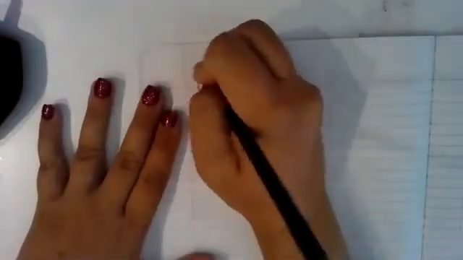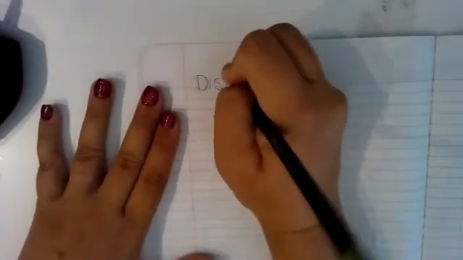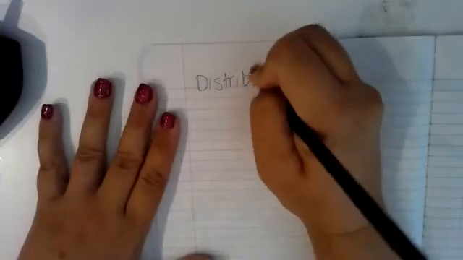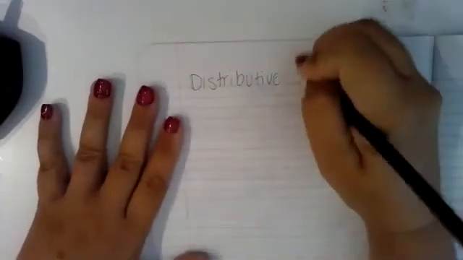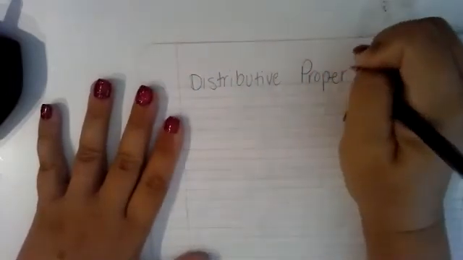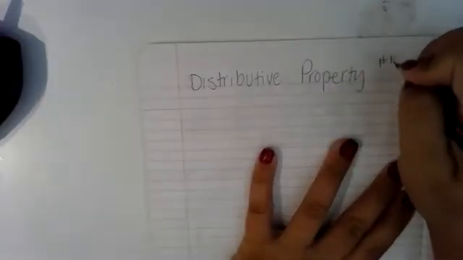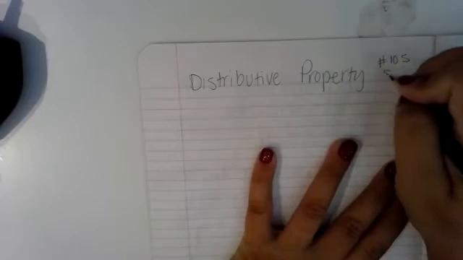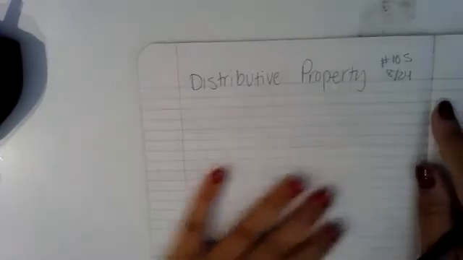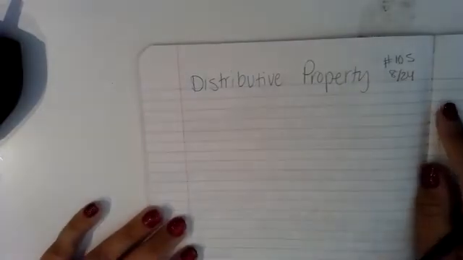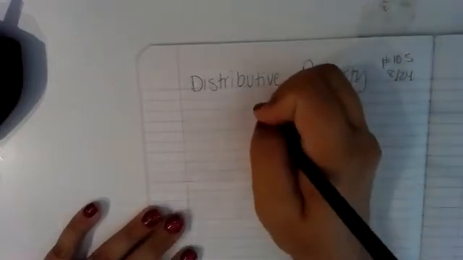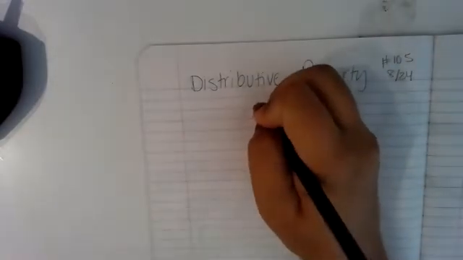Okay, so today what we are going to do is review the distributive property. This correlates with lesson 105, and today is the 24th. So this should be something that you feel pretty good about because this is review.